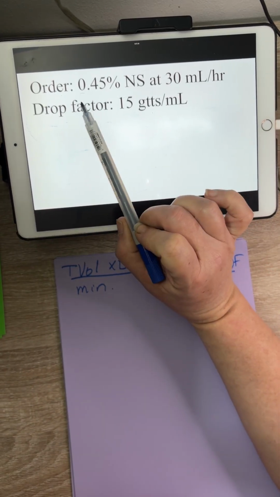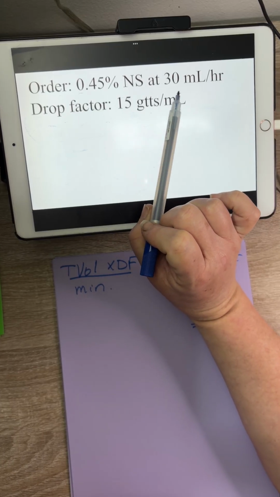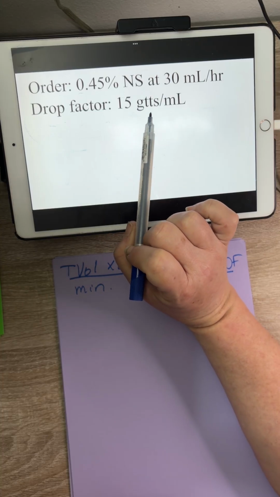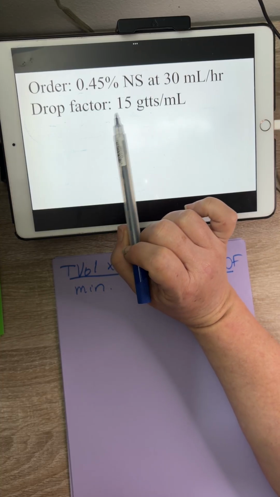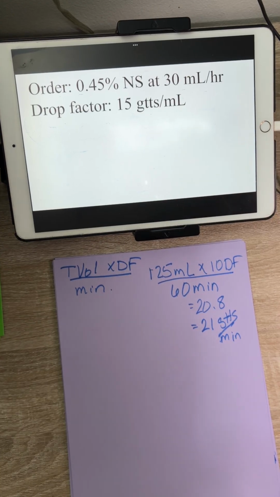So look at this next one. The order's for 0.45, which is half normal saline at 30 milliliters an hour. And the drop factor is 15 drops per milliliter. So you know what we're going to use. We're going to use this milliliter per hour right here.